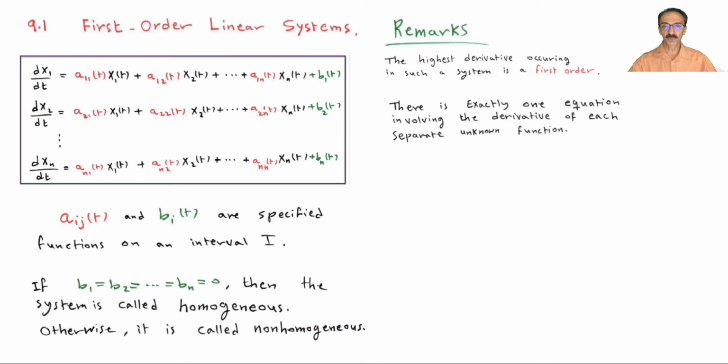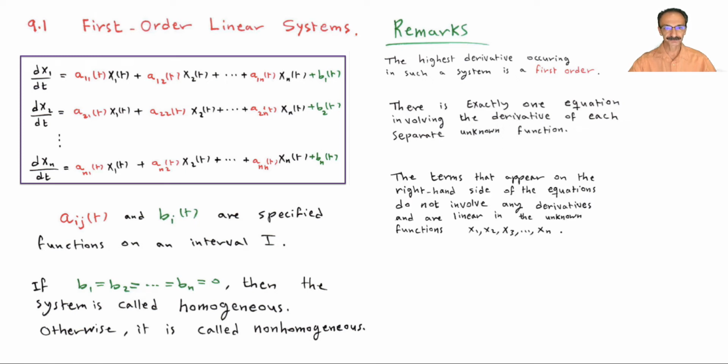There is exactly one equation involving the derivative of each separate unknown function. So for dx1/dt, there is only one equation that has it. The first derivative of x2 with respect to t, there is only one equation that has it. That's what this here says.